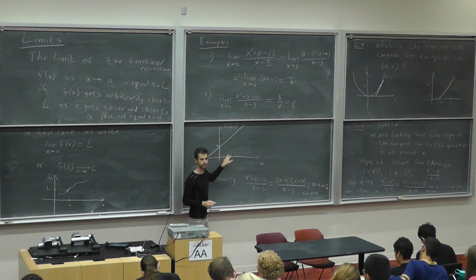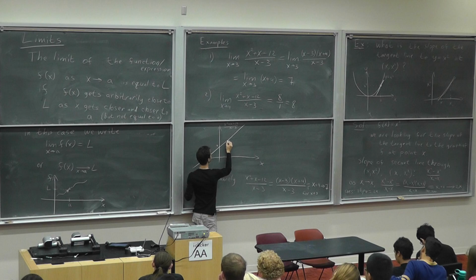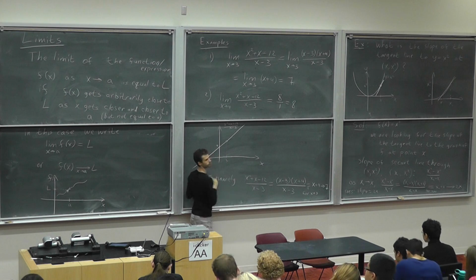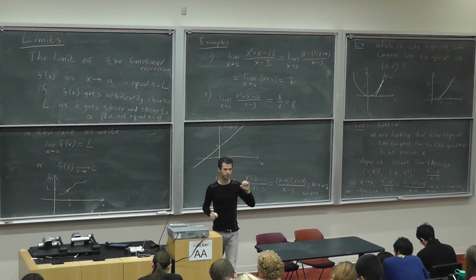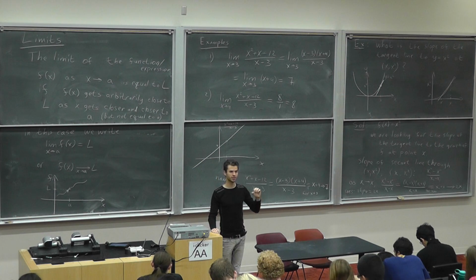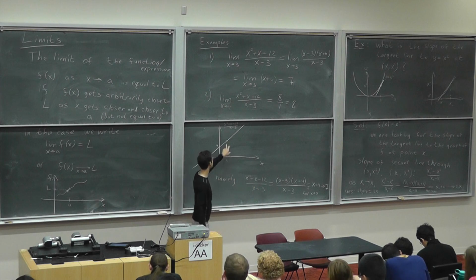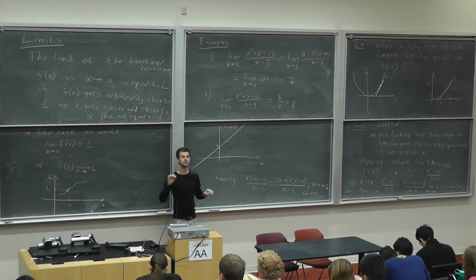We get to the point 3, and we erase it and put a circle around it, to show that we explicitly prohibit x from being 3. So we explicitly delete this point.